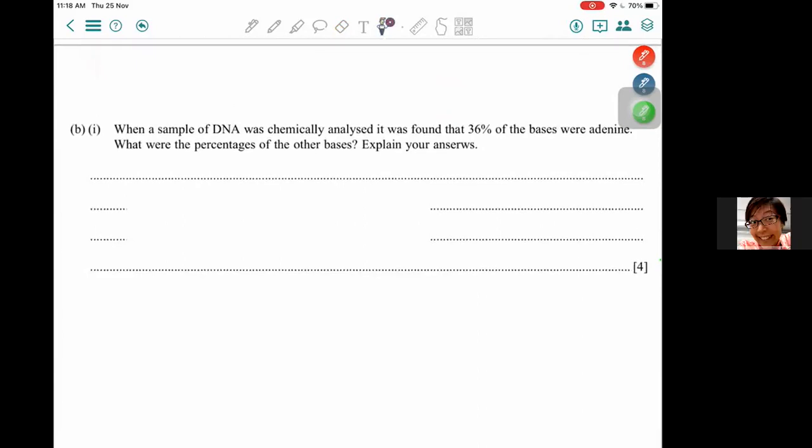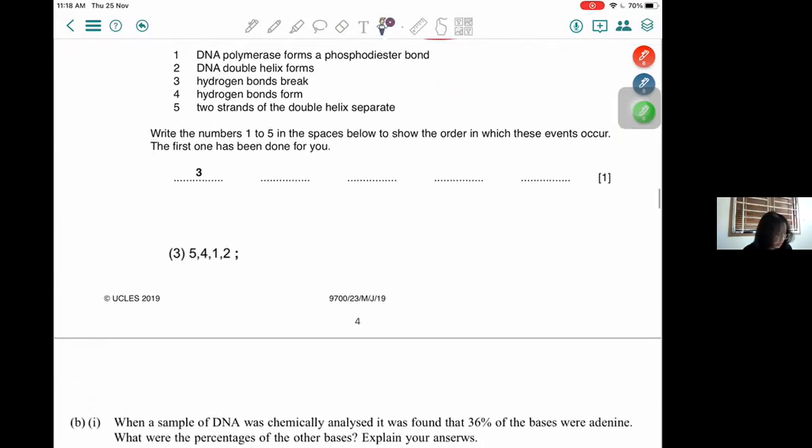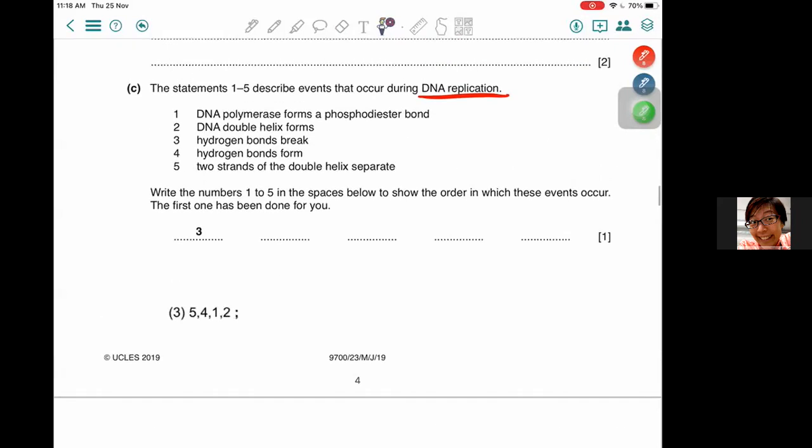Which past year is that? This is 2019, June 19, right? Yeah. I'm quite curious about the answer given there because according to the latest textbook, point number one says it's DNA ligase that forms the phosphodiester bond, whereas DNA polymerase is the one that brings in the correct nucleotide to form complementary base pairing. So I actually wonder why they put number one here.